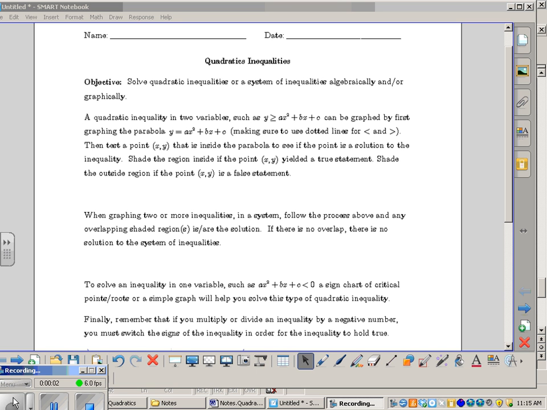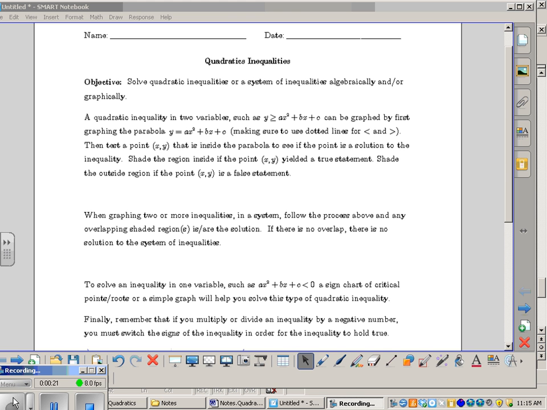Hi everyone, Mr. Morrissey. Today our objective is to solve quadratic inequalities, or possibly a system, meaning maybe a parabola and a line, or two or more equations, or inequalities I should say, doing that algebraically or graphically.